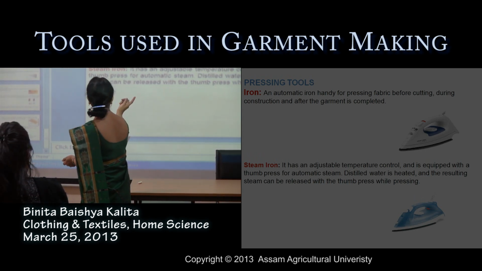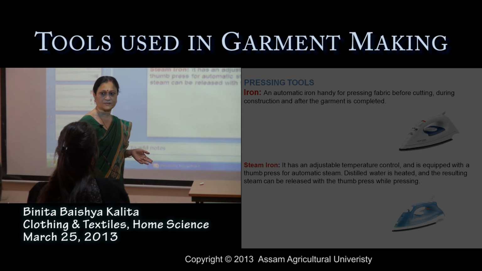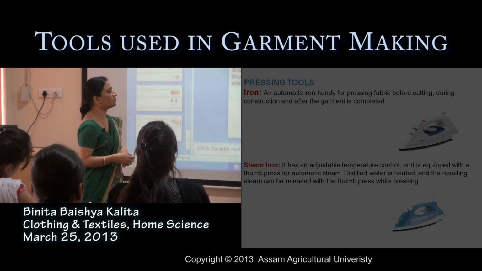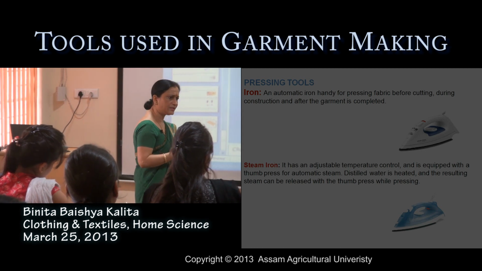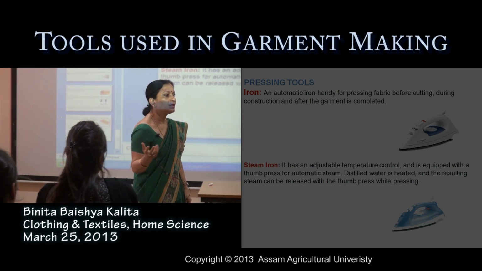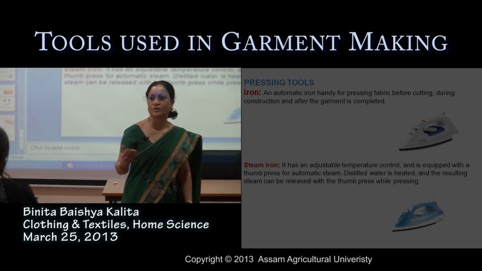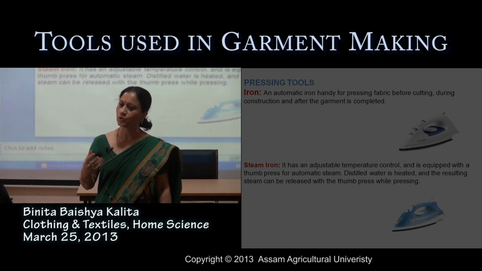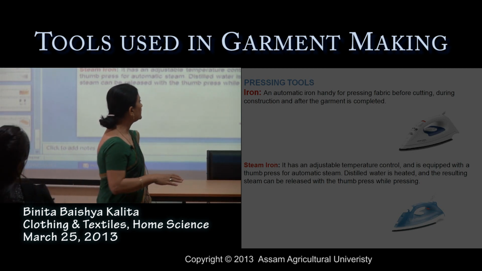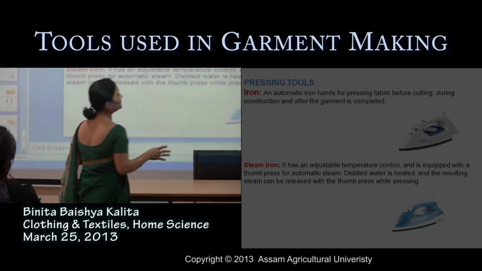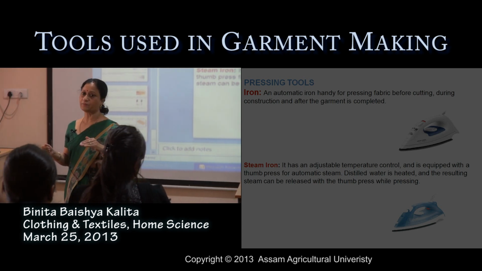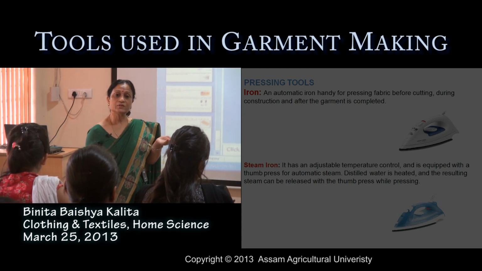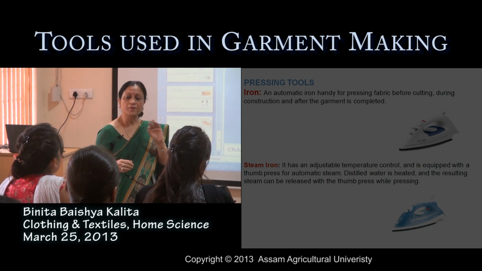For pressing, there are different tools. First we have to use the iron. Irons are available in different varieties: steam iron, automatic, non-automatic. We use irons not only for pressing the garment, but also to open the seams.